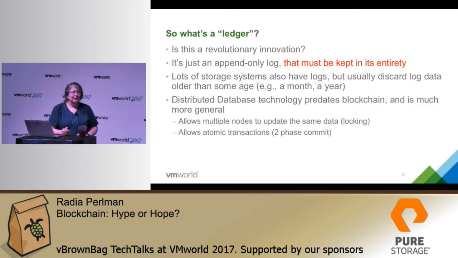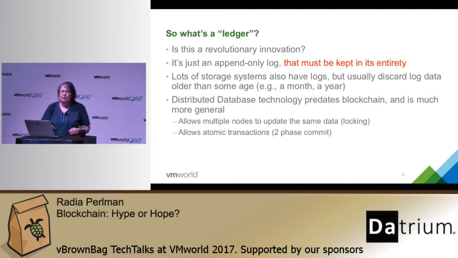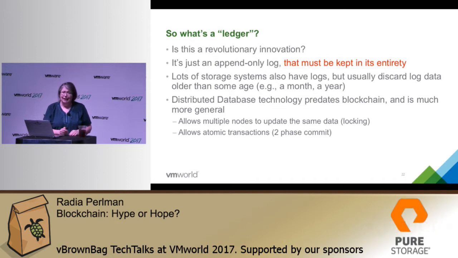There's also distributed database technology, which is far more sophisticated and flexible and has more features than just an append-only log. It's where a bunch of different nodes can all touch the same data. And so you need to do sophisticated things like locking, because you need to do several things, or atomic transactions where you want all of these things to happen or none of them, in which case you do two-phase commit. But this ledger thing is just an append-only log that must be kept in its entirety.